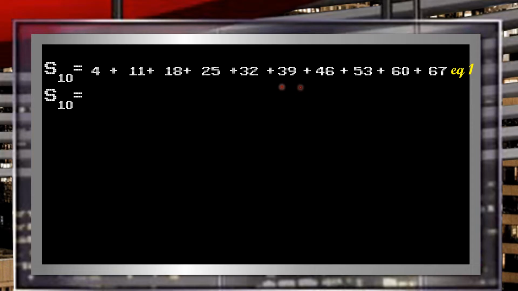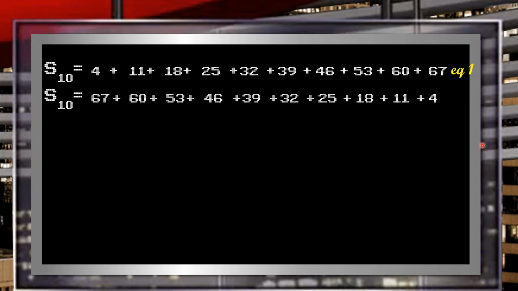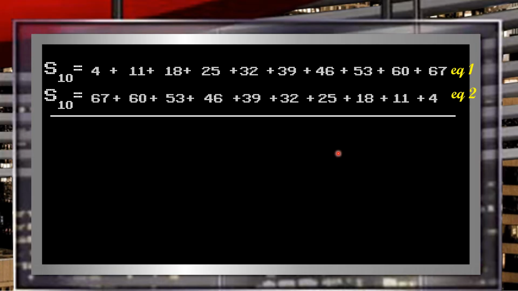And if babaliktarin ko lang, unahin ko yung nasa dulo. So we have 67 plus 60 plus 53 plus 46 plus 39 plus 32 plus 25 plus 18 plus 11 plus 4. Ayan, pareho lang din yan ang nasa taas ha, binaliktad ko lang. And let's name it as the equation 2. Now, if I am going to add them all, so we have S sub 10 plus S sub 10. Ilan ang S sub 10? Siyempre, dalawa. So, I have 2 S sub 10.